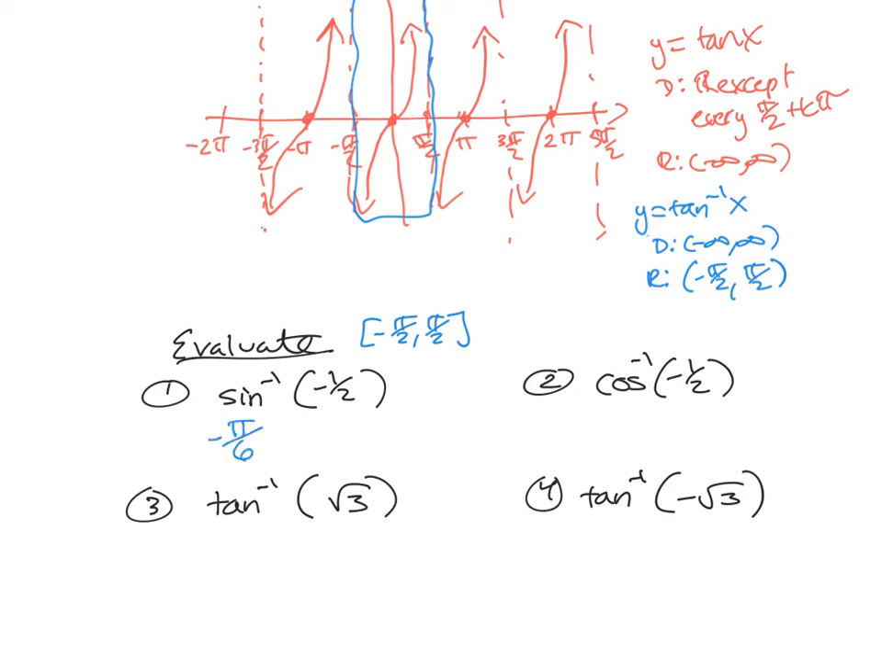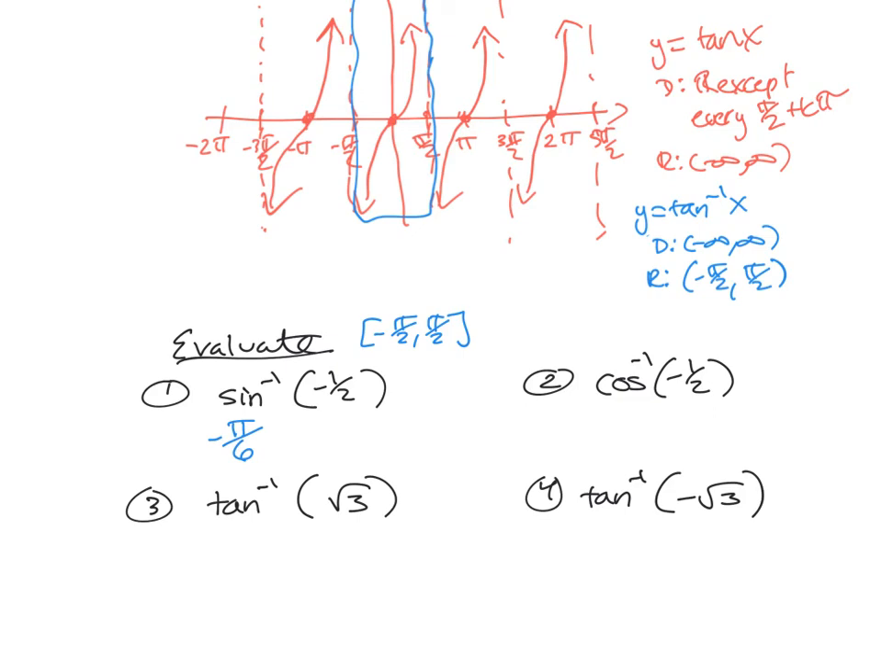Now, it is not acceptable to give 11 pi over 6. Even though that's a quadrant 4 angle, that is not between negative 90 and 90 degrees, or between negative pi over 2 and pi over 2 in radians. You have to give the negative acute quadrant 4 angle.